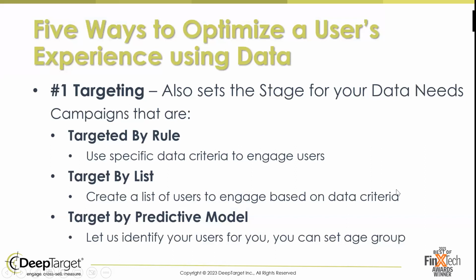And then target by predictive model, that's going to use the data that you send to us with some mandatory fields that DeepTarget requires to be able to do predictive model. But it is similar to target by rule, but it has more fields that it looks at as it determines who would meet that criteria and who would have the highest probability or propensity to open an account. Exactly. Based on that criteria.